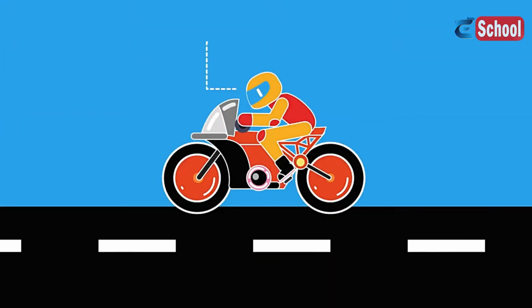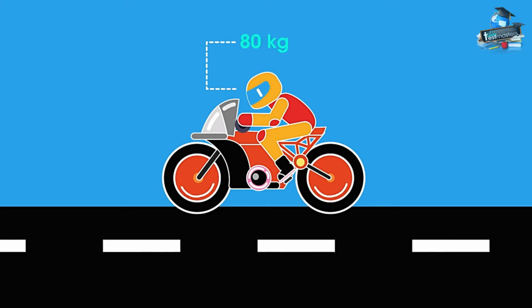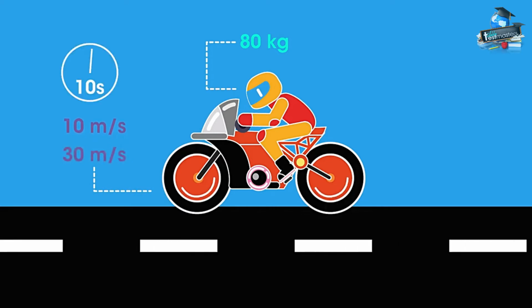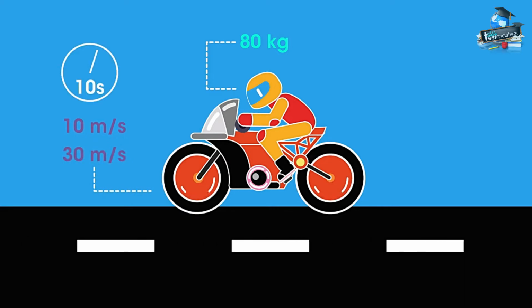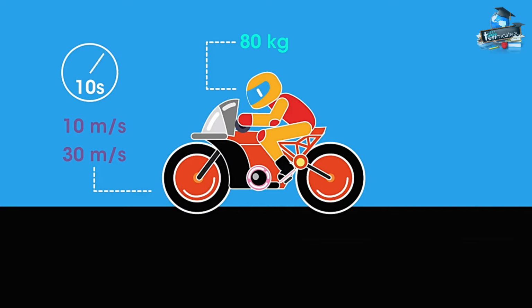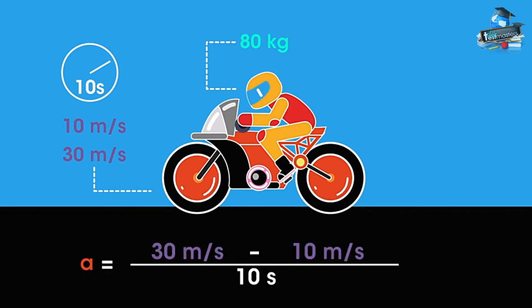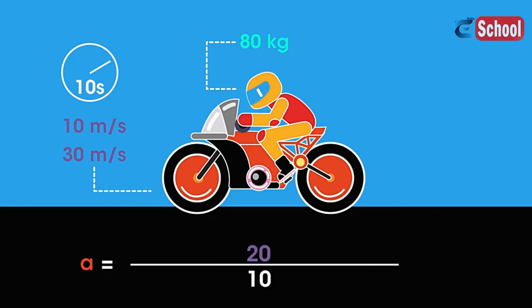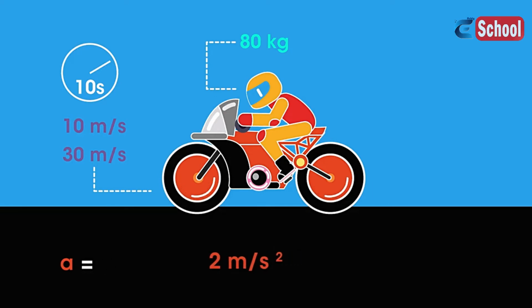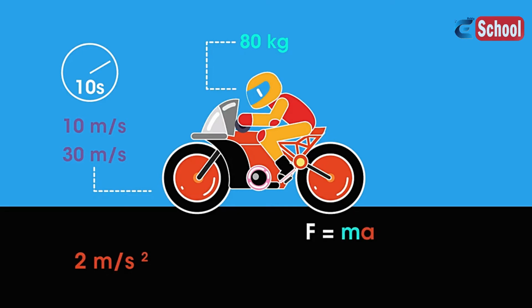A motorbike of a mass of 80 kilograms increased in speed from 10 meters per second to 30 meters per second in 10 seconds. What size force acted on the bike? First, we must calculate the acceleration of the bike using the formula. Now we know the acceleration, we can calculate the force using the formula F equals ma.